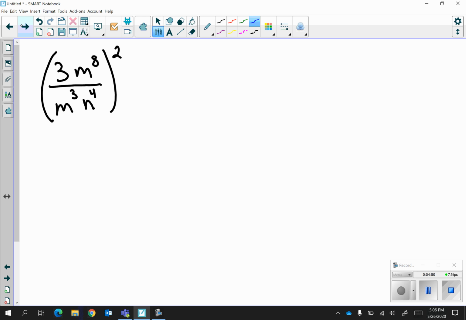So to simplify the insides, the only thing you can really do with this is simplify the m's, because they're both m up top and underneath. So I'm going to keep everything in place except for the m's. Now with the m's, this is the division, right? It's the quotient rule. So 8 minus 3 is 5. It's positive 5, so I'm going to put m to the positive 5 up top.